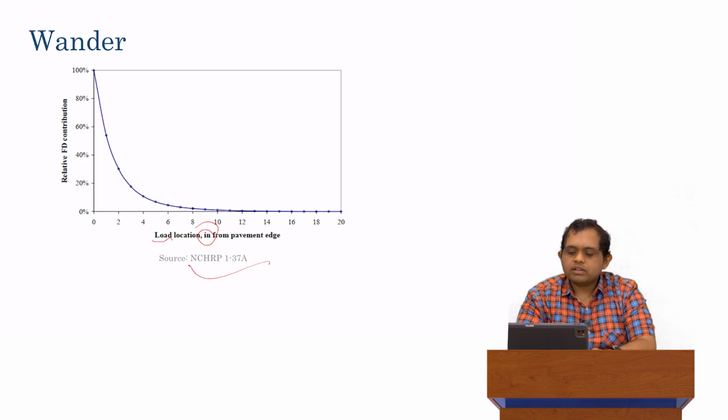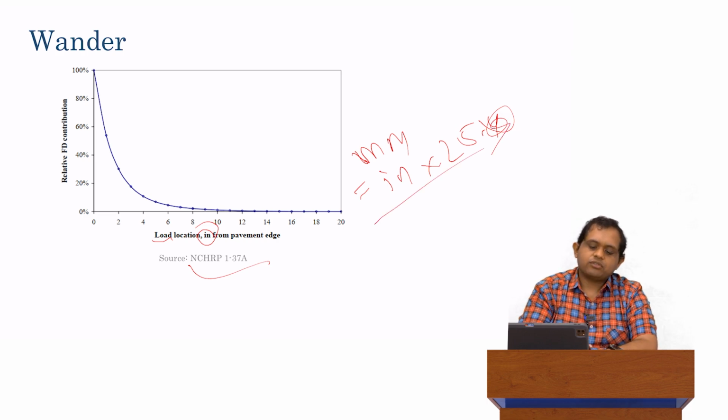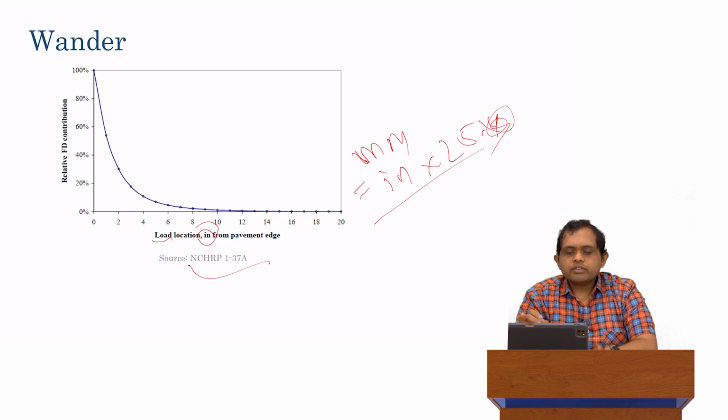The exact way to do it is that the value in millimeters is the value in inches times 25.4. It's not unusual to just ignore this 0.4 and just multiply by 25. So if you just want to get a rough estimate of what these numbers are in millimeters, just multiply by 25. Okay, so what this figure shows is as follows.